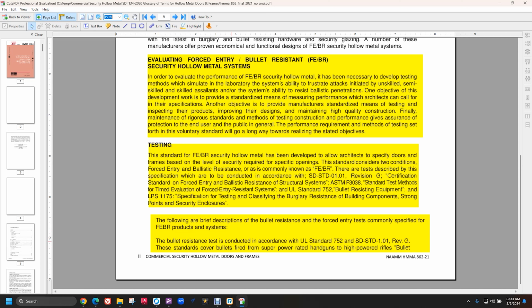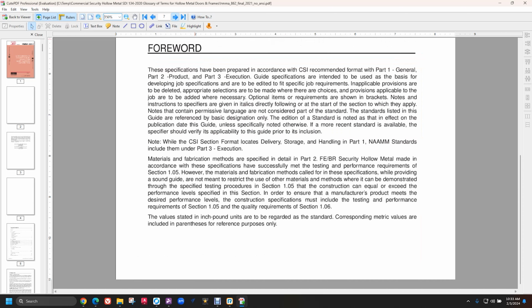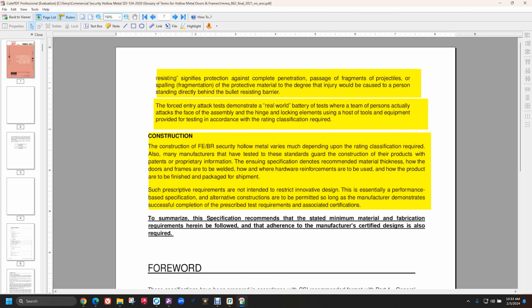The bullet resistance test is conducted in accordance with UL 752 and SDD-1.01 revision G. These standards cover bullets fired from super power rated handguns to high powered rifles. Bullet resisting signifies protection against complete penetration, passage of fragments and projectiles, or spalling, fragmentation of the protective material to the degree that injury would be caused to a person standing directly behind the bullet-resisting barrier.